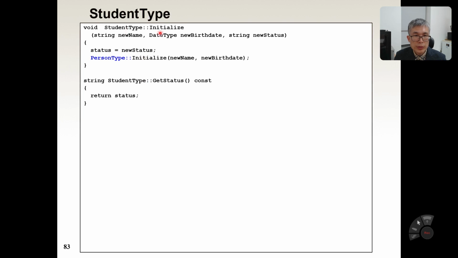So in the student case we have 3. Okay, and then the new status here, the third one, new state. And then we can call the parent. Okay, so this is a scope resolution operator, right? Initialize, and these first 2 parameters are passed on. And then get status is constant, which means the status is returned. We cannot change the status value according to the constant member function definition.